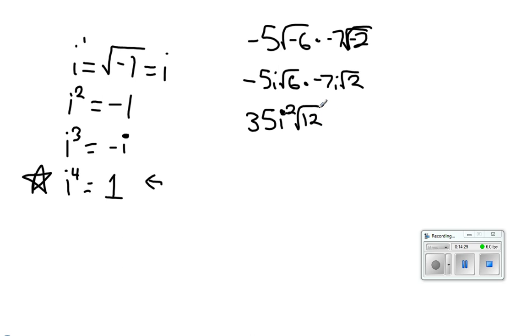Alright. So let's get rid of the square root first. Can you break that down? Yes, sir. To what and what? 35 times. No, just the radical. Square root of 12. Factor 12.